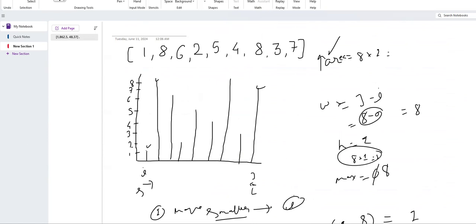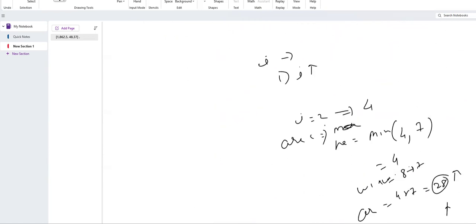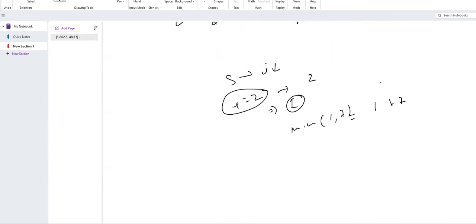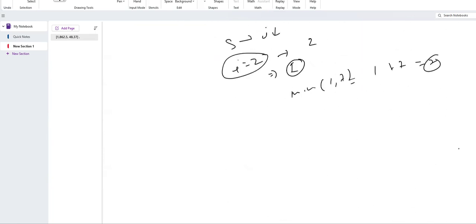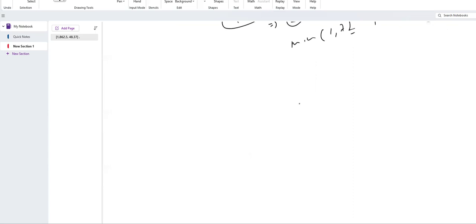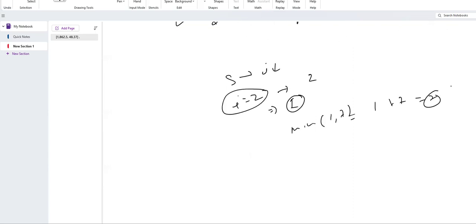Because now we are coming from 1, and we are just assuming instead of 8 we are finding here 1, right? So 1 into 7 would be 7, right? And if we had I as 2, then our area was 16. So now the area got decreased. So now we have a decrease in area, right?